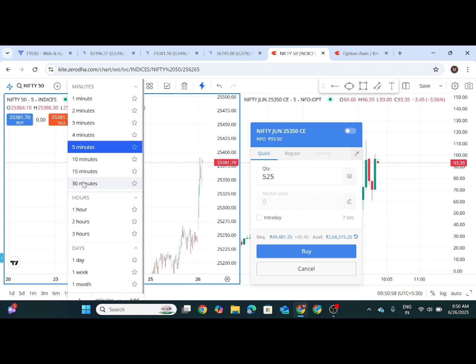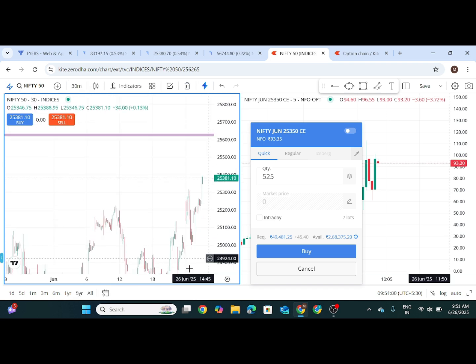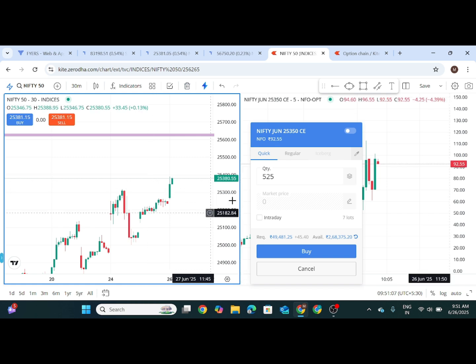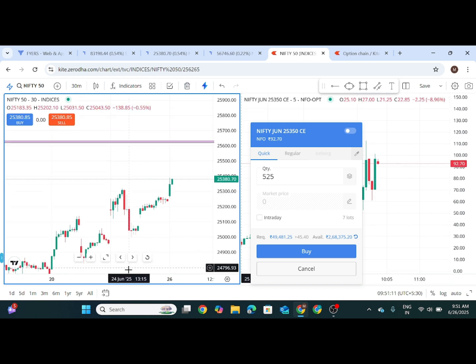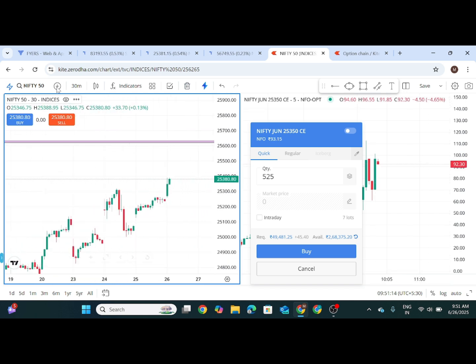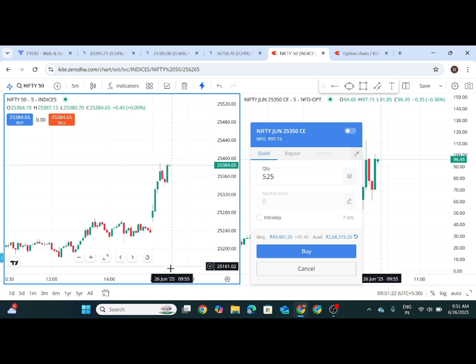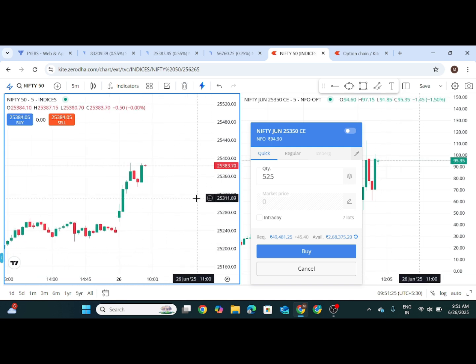Let me convert into 30-minute time frame. You can clearly see there is an upside gap pending. High chance it's going to fill the gap. Market never leaves the gap. They don't like gaps, so they try to fill. So we can take the first target as the gap fill. Once we get a confirmation, then we'll enter. I'm just waiting for an inside candle. Once we get an inside candle, we'll enter.